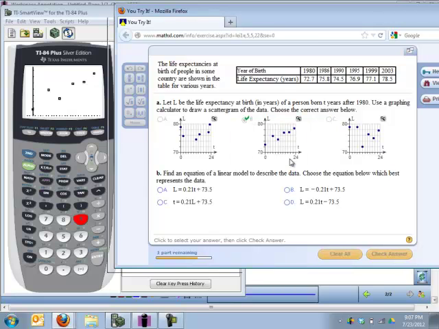Okay. Now the next one is to find an equation of the linear model to describe the data, and choose an equation below. So there are several ways to do this, and one way is to use a calculator to use a linear regression. But instead of doing that, since we have a choice of them, let's check them out and do maybe a process of elimination.